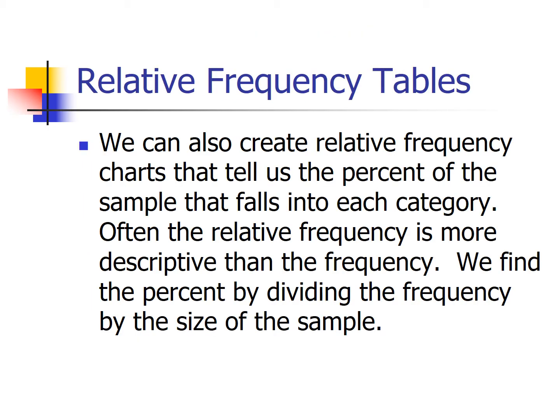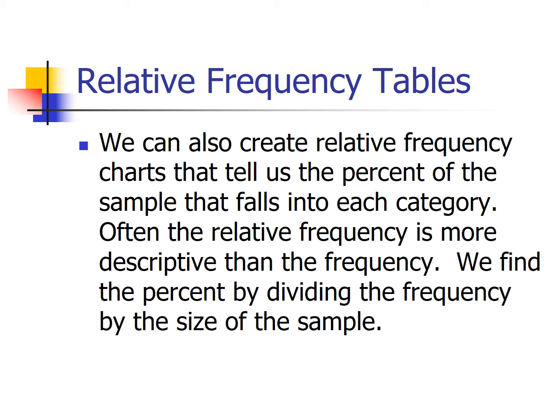Now, we can take our frequency table and use it to build something called a relative frequency table or relative frequency chart. The relative frequency table tells us not the number of observations that fall into a category, but the percent of the observations, or the percent of our sample, that falls into each category. Why would we care about that?